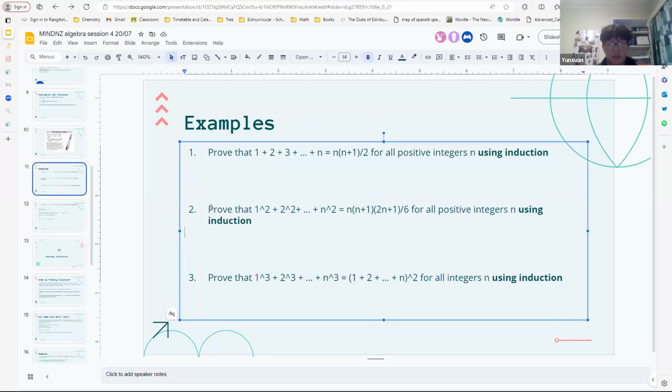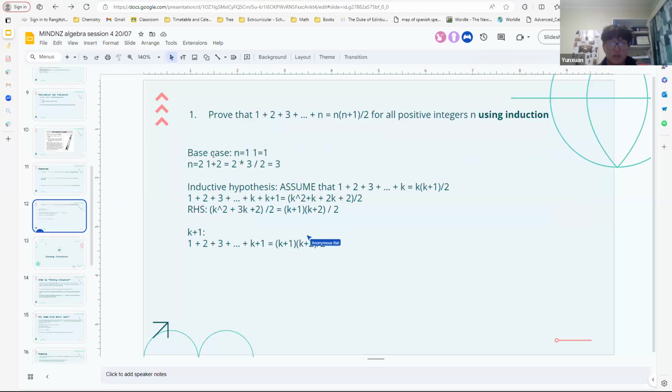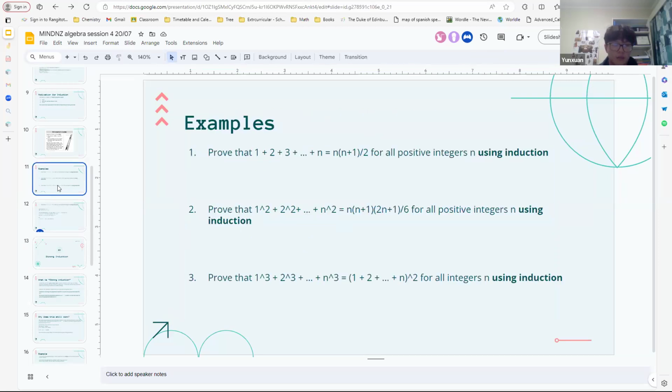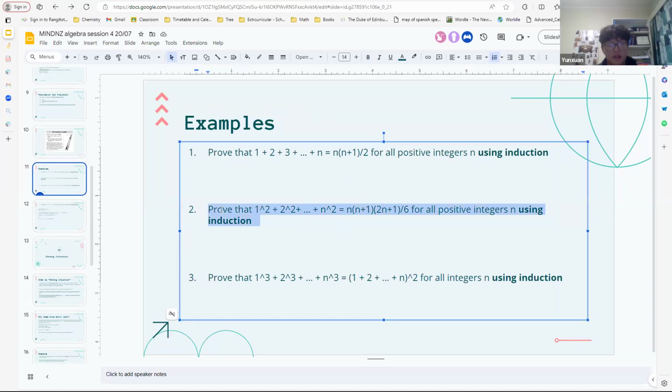And now we'll do the second problem. Prove that 1 squared plus 2 squared plus dot dot dot plus n squared equals n times n plus 1 times 2n plus 1 divided by 6 for all positive integers n using induction. So for this problem, you probably need to use induction, but then there's probably a method where you don't need to use induction. So it's the same thing as before: base case, inductive hypothesis, and then extend to k plus 1. I'll give you guys 1 minute to do this.